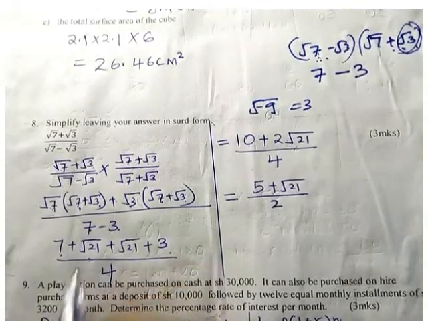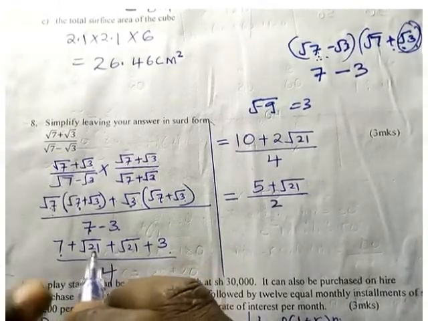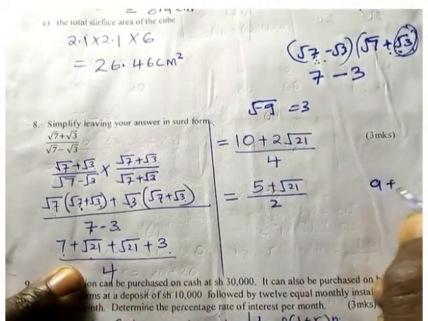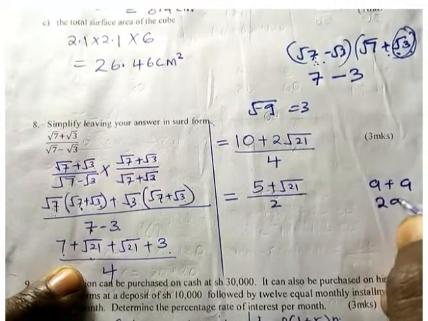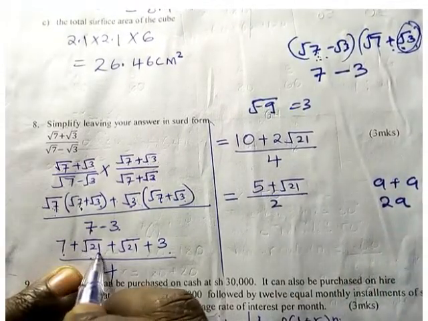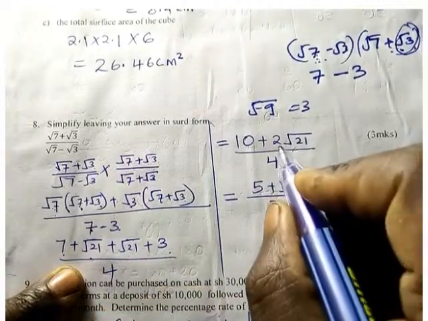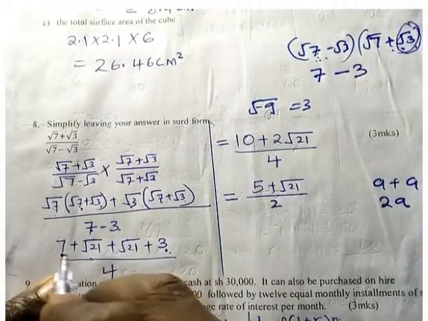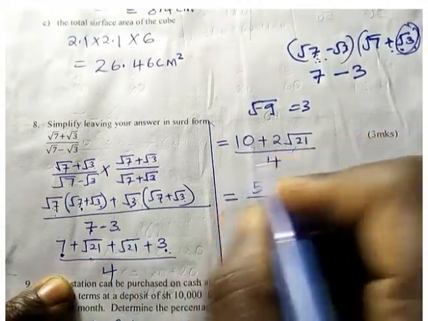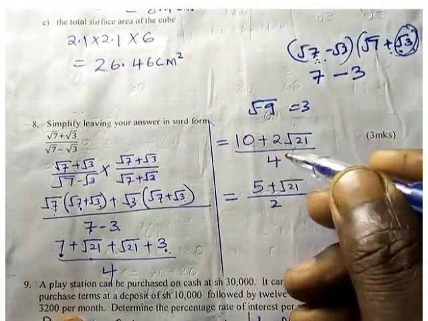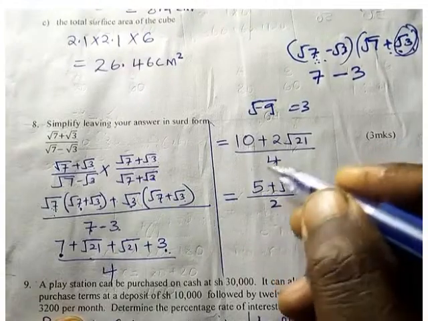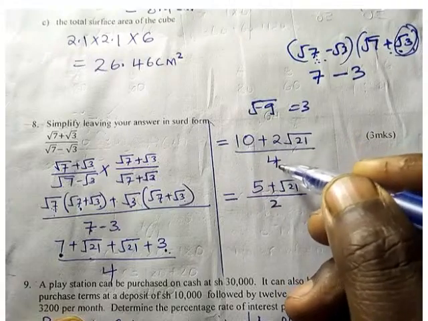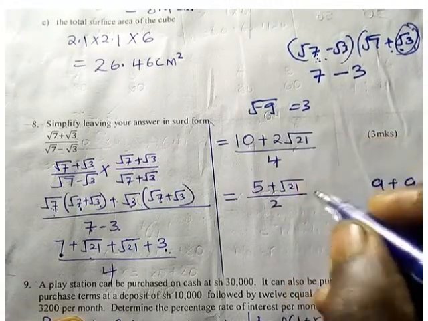So when you get here, the root 21 terms are two. That is like having a plus a. What is a plus a? It is 2a. Yes. So root 21 plus root 21, we are going to have 2 root 21. 7 is our number, 3 is our number. So 7 plus 3, the answer is 10. And then divide by 4. So from here you can simplify. 2 here, 2 here, 5, 2 here, it ends here with this. So we have this one.